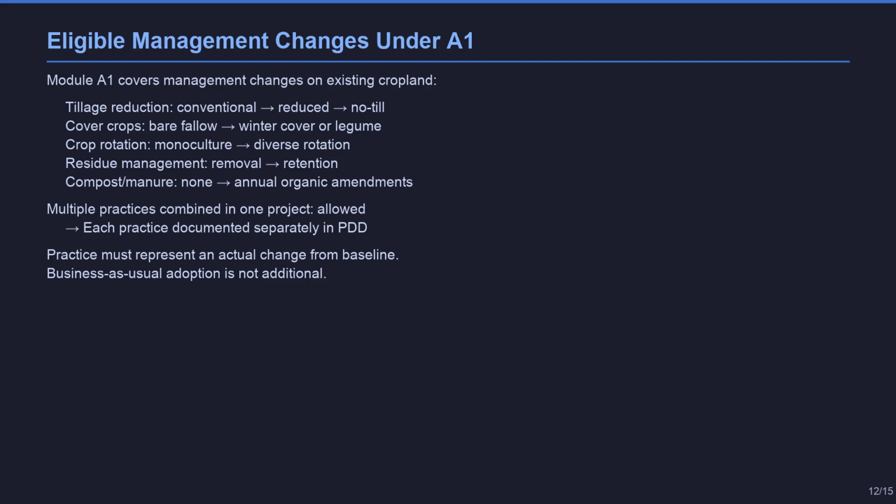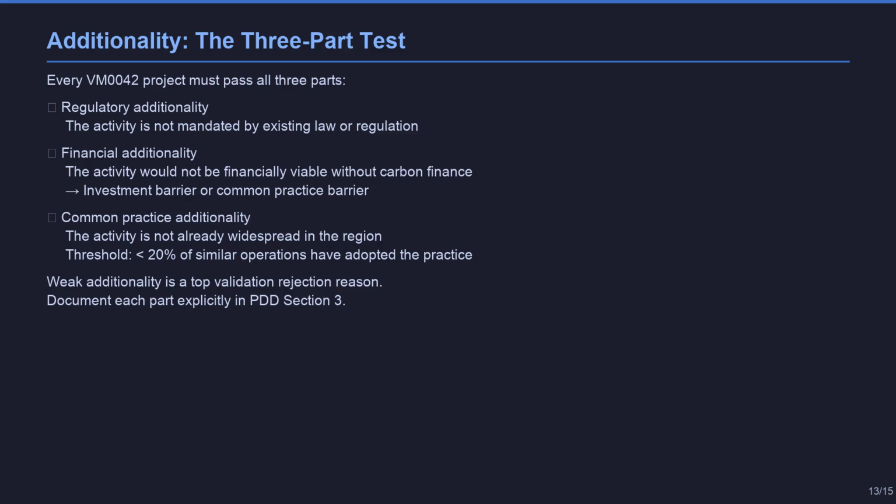The critical requirement: The practice must represent an actual change from baseline. If farmers in your region were already adopting cover crops without incentive, that practice fails the additionality test. Additionality is one of the most scrutinized sections of any PDD. There are 3 parts. First, regulatory additionality. The activity must not be mandated by existing law or regulation. Check local, national, and any applicable international requirements.